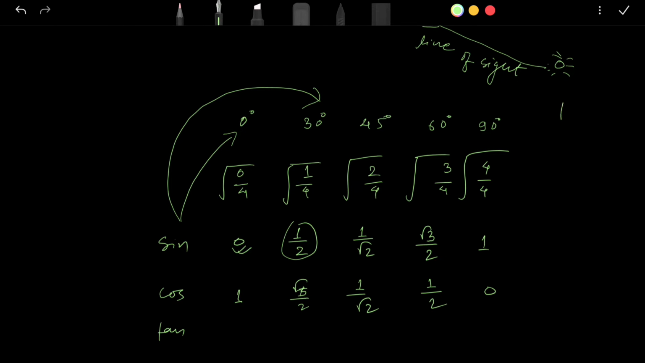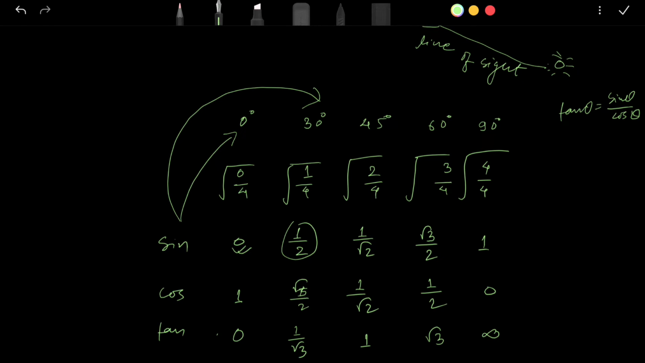Here for tangent, tan theta being sine theta by cos theta, we simply divide. 0 by 1 is 0, 1 by 2 divided by root 3 by 2 will give you 1 by root 3, 1 by root 2 divided by 1 by root 2 gives 1, here you will get root 3, and 1 divided by 0 is undefined, since any number divided by 0 is undefined. So this is how we get different values for standard angles for different trigonometric ratios. This is the easiest method I use to remember the values, and once you remember, it is not very difficult. You can memorize these values.